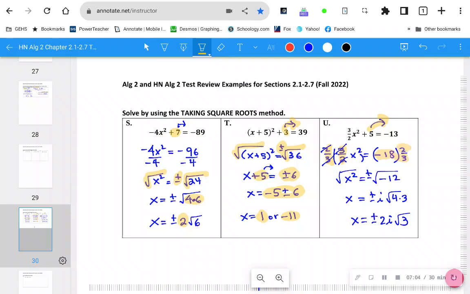And you square root both sides. This negative is going to come out as i. Split up the 12, and that root 4 becomes 2. So your answer is positive and negative 2i root 3.